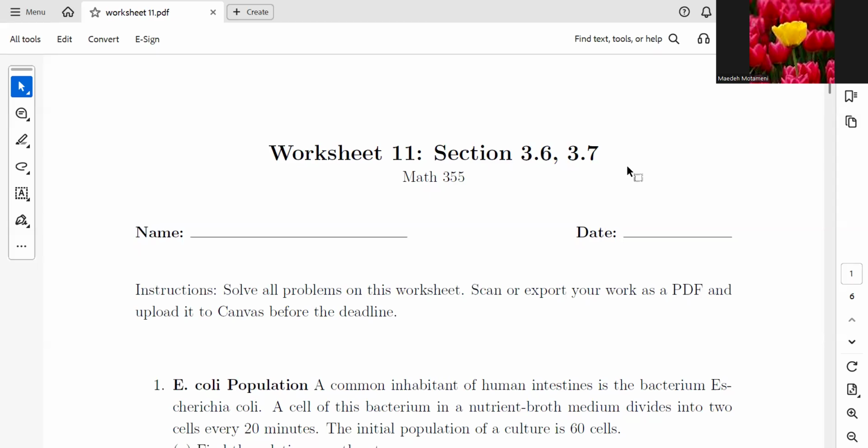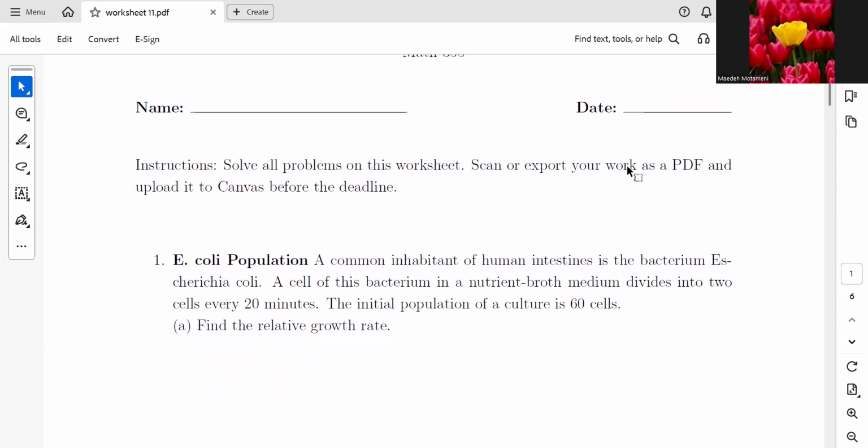Hello everyone, we are going to talk about worksheet 11, which is on section 3.6 and 3.7.